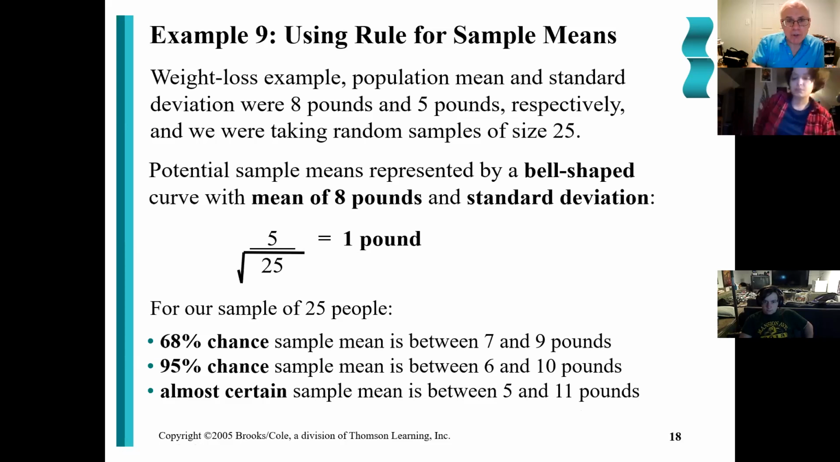Okay. So the answer to the question, what would be our estimated sample mean if we're almost certain? The answer would be somewhere between 5 and 11 pounds. We're almost certain it's going to be between those two. And if it isn't, if it's far away from those two values, then it falls into question whether the mean of the population is actually 8 pounds.